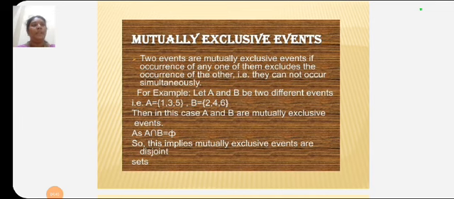For example, let A and B be two different events. That is, A is equal to the set {1, 3, 5} and B is equal to the set {2, 4, 6}. Then in this case, A and B are mutually exclusive events. That is, set A is all odd numbers and set B is all even numbers. So they are mutually exclusive, they cannot occur together. So A intersection B is always empty. This implies that mutually exclusive events are disjoint sets.